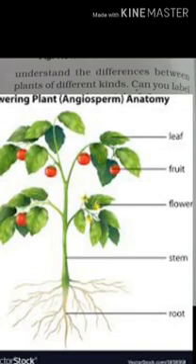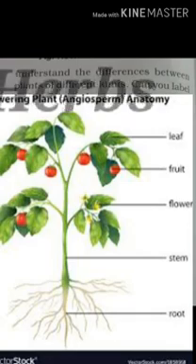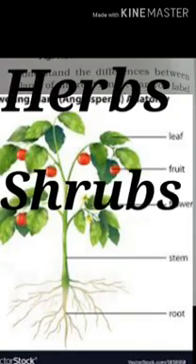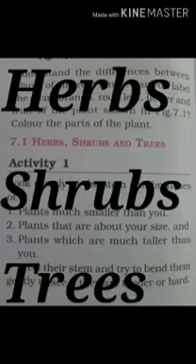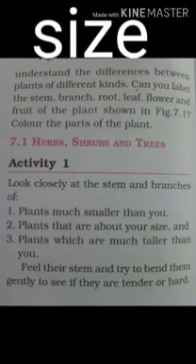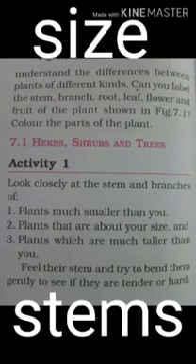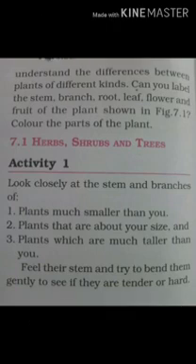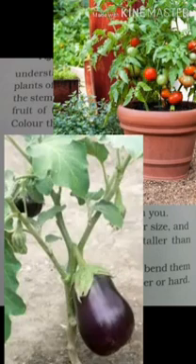Now, these plants are classified in three categories: herbs, shrubs, and trees. And how are they classified? According to their size and according to the stems. Like herbs are very small plants. So tomato and brinjal plants, they are small in size, so they are also called herbs.